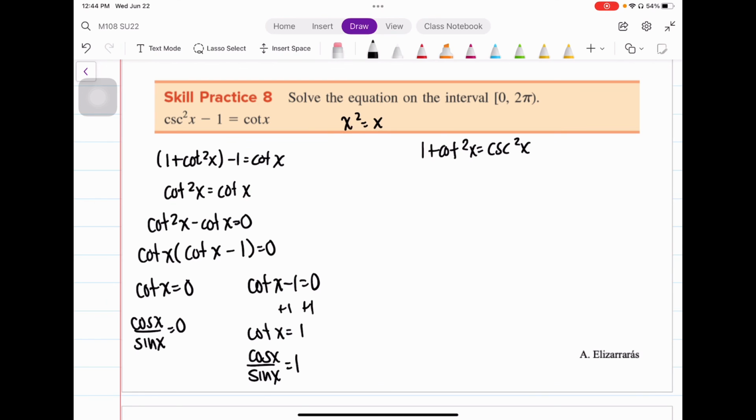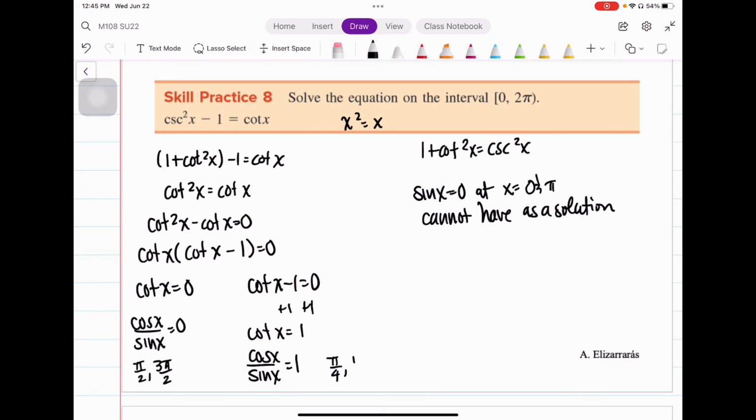Looking at the unit circle, think about this. For the cosine x over sine x equals 0 and cosine x over sine x equals 1, I can't have sine ever be 0. So I need to rule out the times when y is equal to 0, which is at 0 and pi. Therefore, we can't have x equals 0 or pi as a solution. On the unit circle, cosine of x equals 0 at pi over 2 and 3 pi over 2. And cosine over sine have the same values and are positive in the first quadrant and third quadrant at pi over 4. That means we're dealing with pi over 4 and 5 pi over 4.